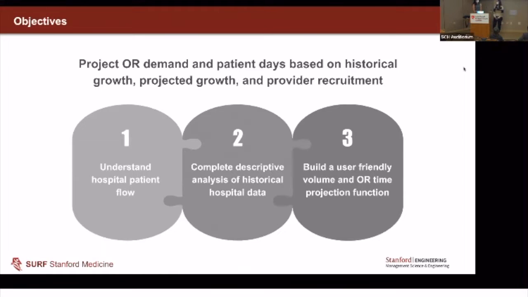So we had one overall objective, which was to project OR demand and patient days based on historical growth, projected growth and provider recruitment. And under that, we established 3 sub-objectives. One, which was understand hospital patient flow. The second was complete descriptive analysis of historical hospital data. And the third one was to build a user-friendly volume and OR time projection function.